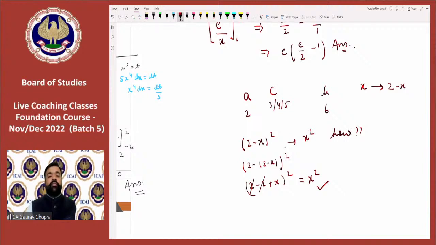So wherever we are having x, we have to do the replacement at all the places. So we have replaced x here also. 2 and 2 got cancelled and finally it is x square. So I think this is clear.